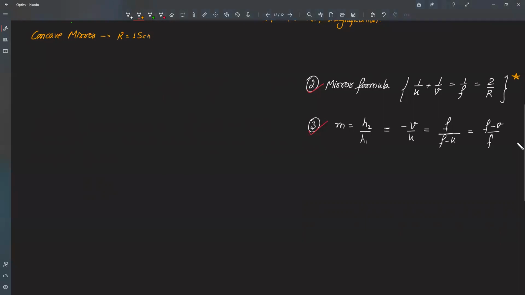Yeah, sir. For the first thing, 10 centimeter, the object is between f and 2f. Image is beyond 2f, and magnification is 3.